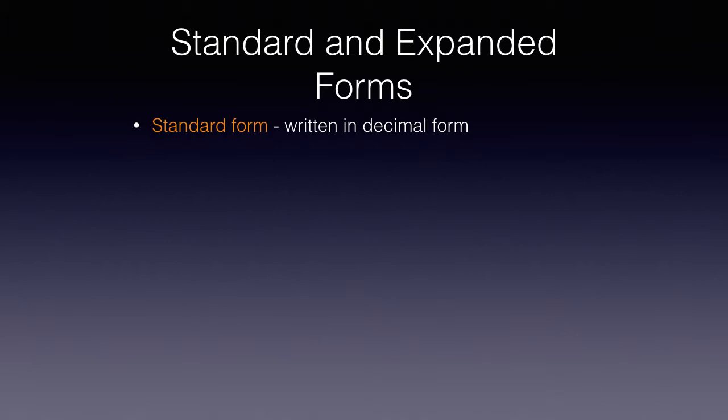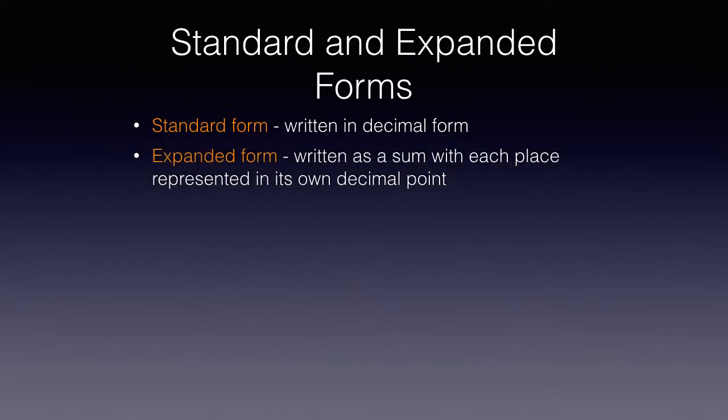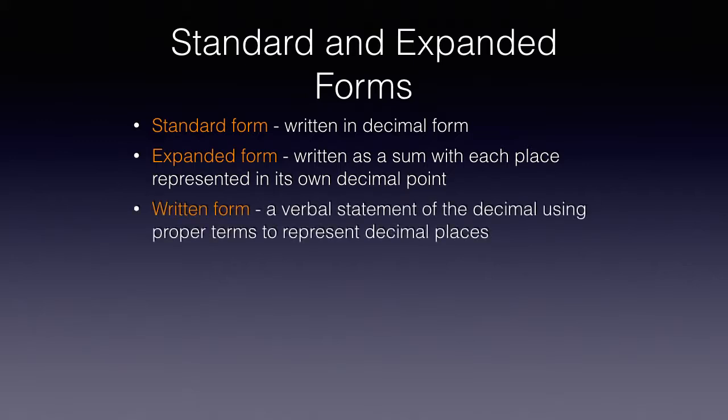So how are we going to write things? Well, there's standard form, which is basically just writing a decimal. There's expanded form, where each non-zero place, non-zero being the key word, in the decimal is accounted for in a sum. And then there's written form, where we write it out verbally. Written form is literally, if you were to say this as a fraction, what would you be saying? That's what it is. So if I have a number, 3.579, that's standard form right there. If I were to write that in expanded form, it would be 3 plus 0.5 plus 0.07 plus 0.009.